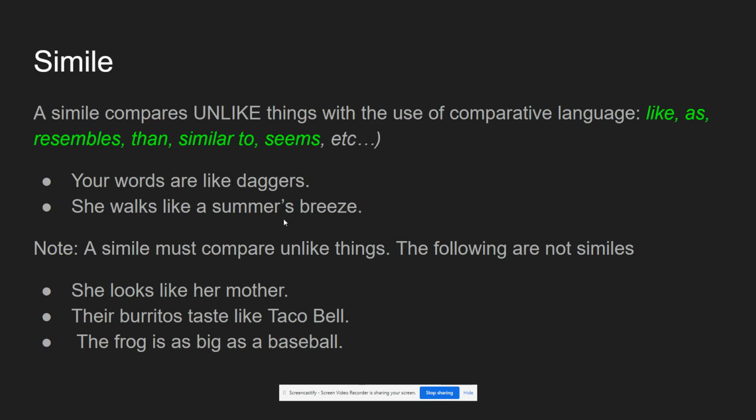She walks like a summer's breeze, okay? There is no actual summer's breeze. We are just using the concept of a summer's breeze to describe the way she walks, and we use a comparative word, like. So here's a key note, and this is the one mistake you'll make with similes.